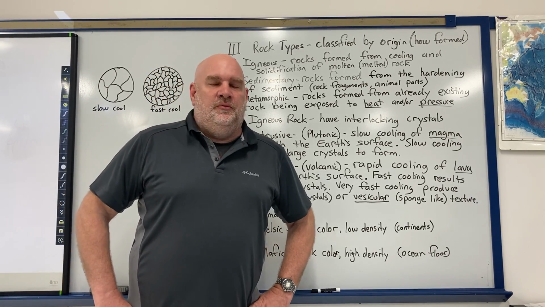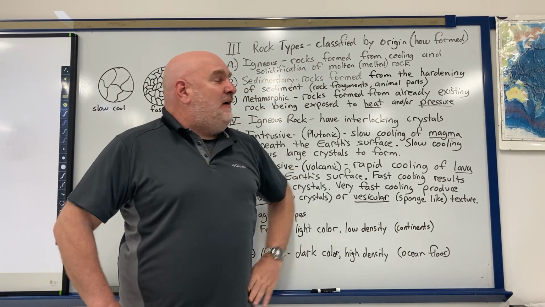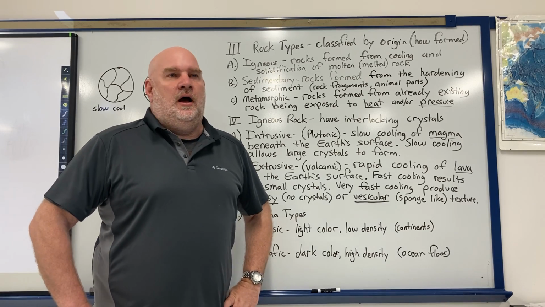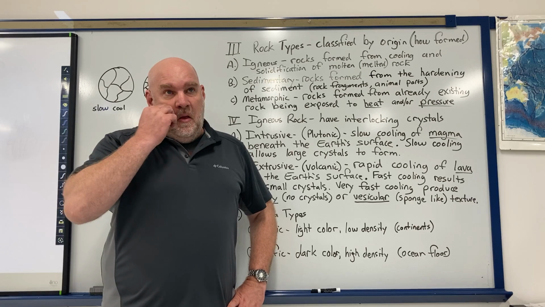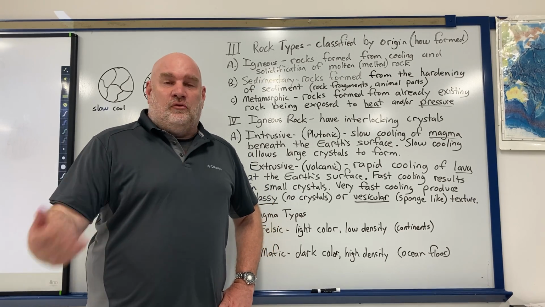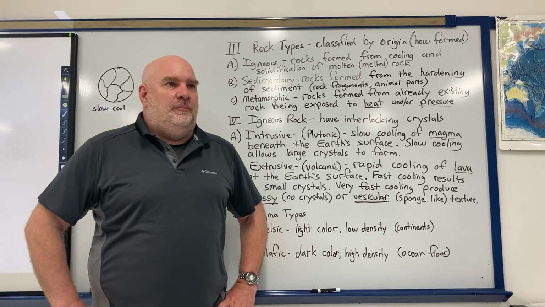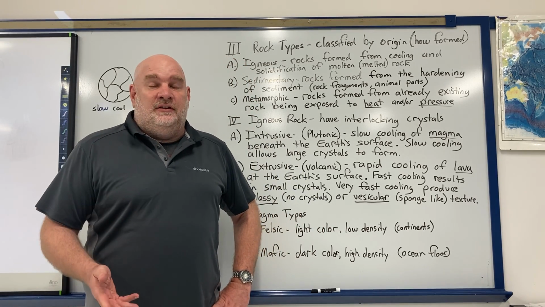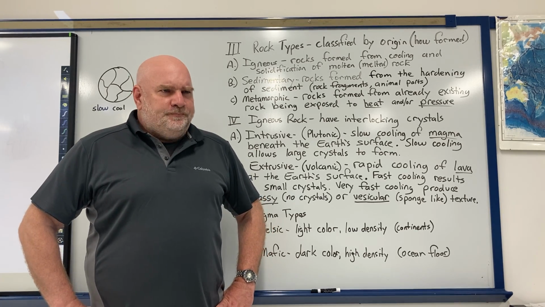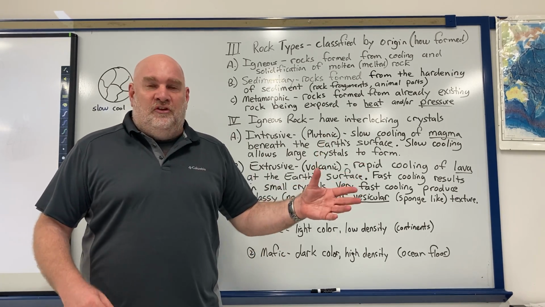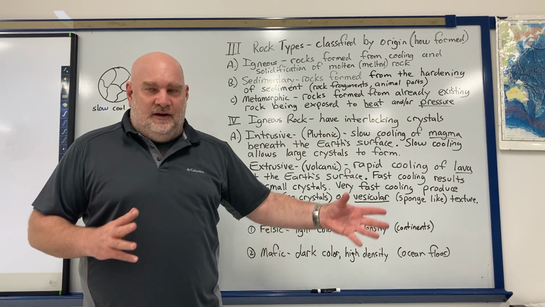Rocks are put into groups based on how they form. So rock types are classified by their origin. Now another difference between rocks and minerals is minerals are basically the building blocks of rocks. So minerals are what rocks are made out of. So for example, the analogy I like to use is like bricks in a brick house, all right? Even though a brick house is made out of bricks, brick and a brick house are two different things.